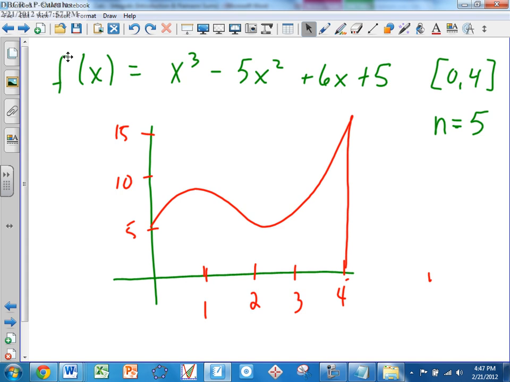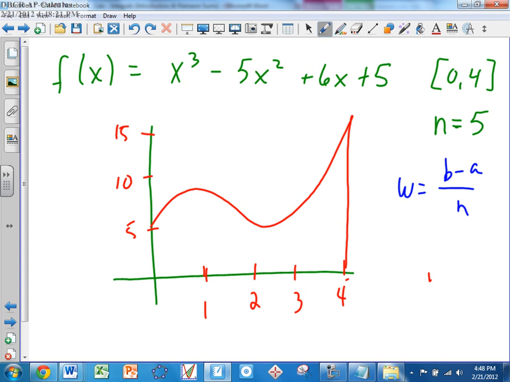Now, if you have your calculator, here's the tricky part for this problem. You have 5 intervals, and the length of the interval is 4. What is each width going to be? 0.8. Where'd that come from? 4 divided by 5. 0.8. Again, remember, the width is equal to b minus a over n every time.